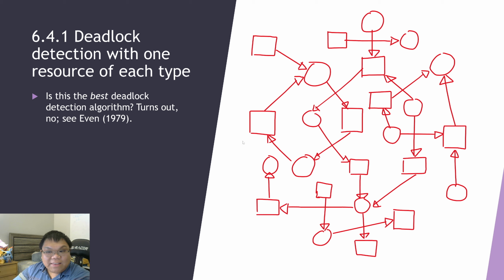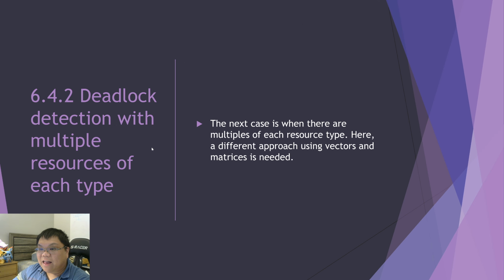Is this the best deadlock detection algorithm? It turns out it's not. There is another one, but we're gonna move on to our next deadlock detection algorithm, which is used if there are multiples of each resource type. So, we could just draw another graph, but we're gonna do this using matrices and vectors.